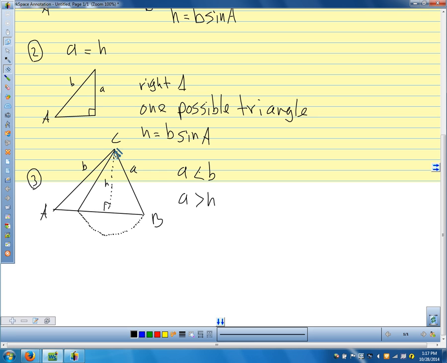That looks like this. And this is still side A. That's still the same length. And we have two possible angle B's, two possible side C's. One that corresponds to this angle and one that corresponds to this angle. So we have two triangles.